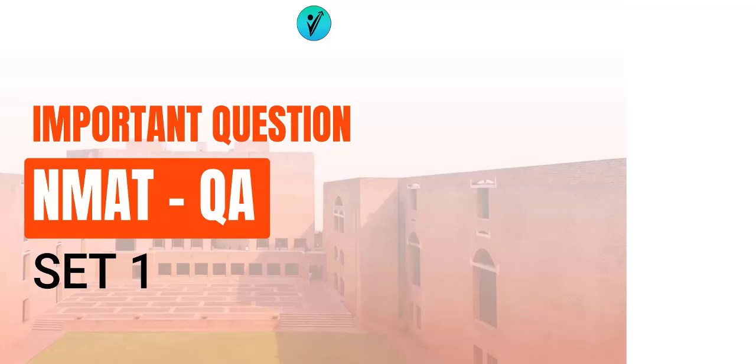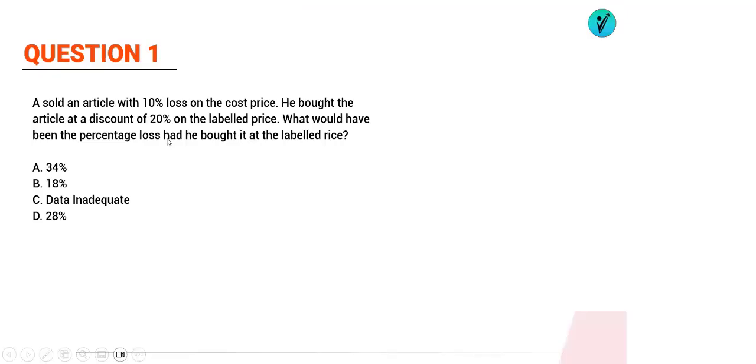Here is your question number 1. Let's try to solve it. What are they saying in this question? A sold an article at a 10% loss on the cost price. He bought the article at a discount of 20% on the label price. What would have been the percentage loss had he bought it at the label price?